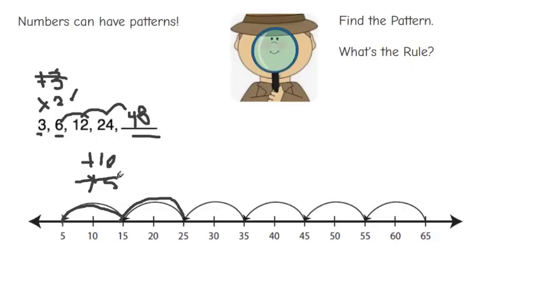However, I can add 10 to 15 and I do get 25. 25 plus 10 is 35. 35 plus 10 is 45. So you see how that pattern works all the way up here to 65. When we're working with numbers and we're trying to find the pattern, we want to figure out what's the rule.